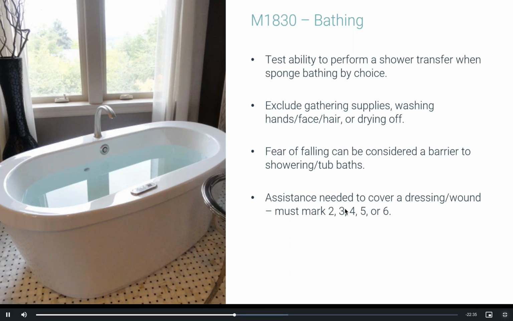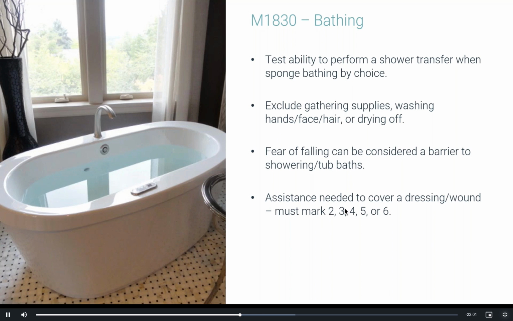And as we answer M1830, there are some things we want to exclude from this. It gets tricky because M1830 bathing looks very different than our GG0130 bathing question. So in M1830, we don't want to talk about them gathering supplies. It's kind of counterintuitive, I think, because we're talking about their ability to get to and from the shower, but we're not talking about their ability to gather supplies. We don't want to talk about them washing their hands, face, or hair because that's not assessed here, and drying off is not assessed here.